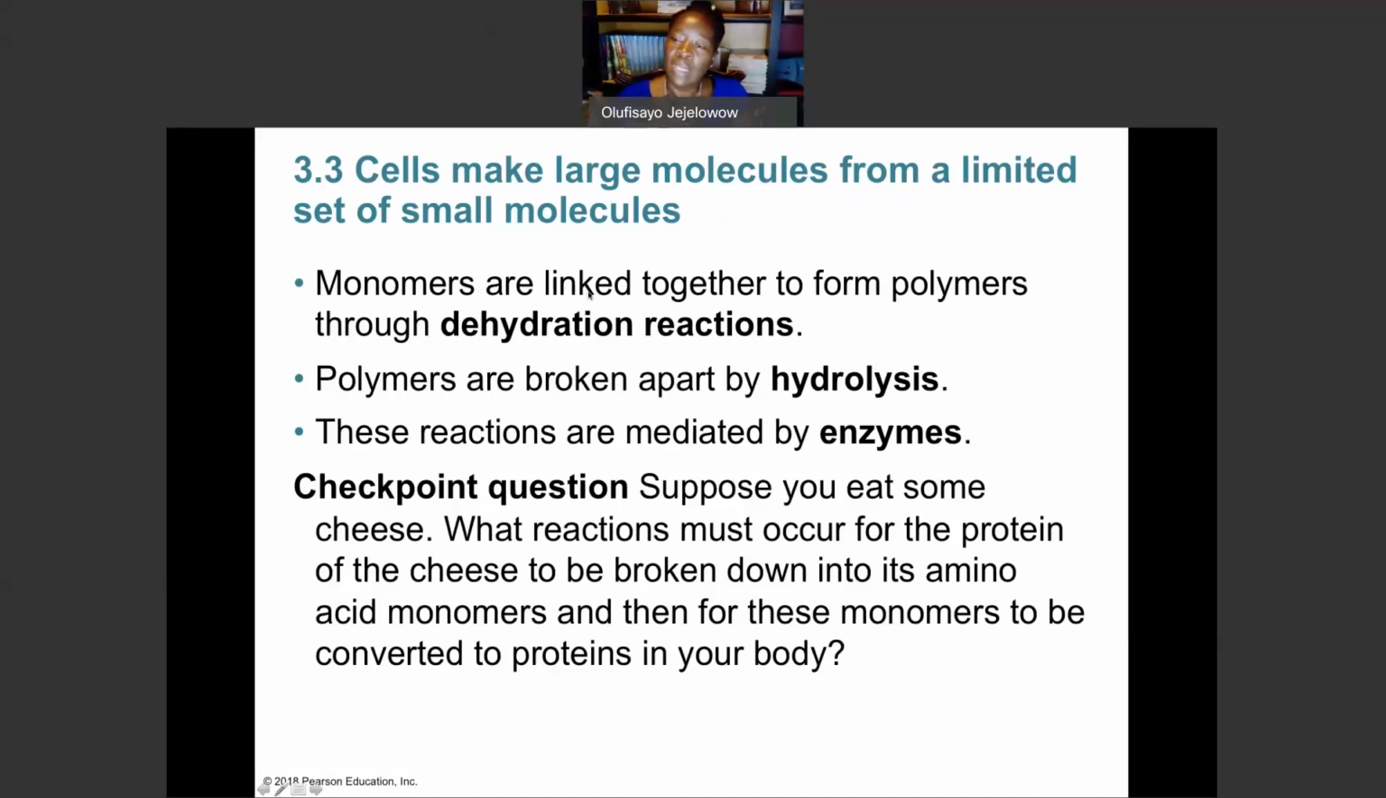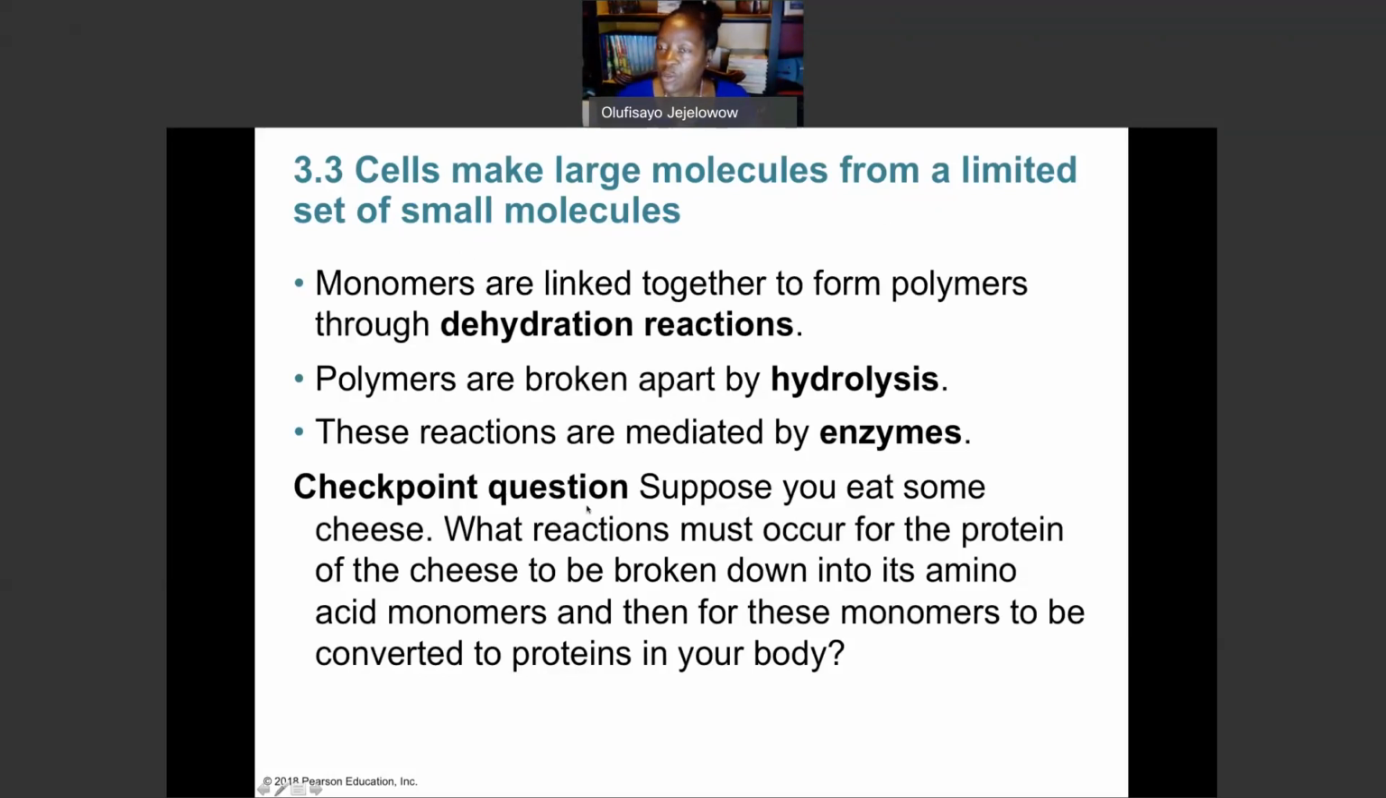When you and I eat food from plants, like corn, and we need to break down the starch or the disaccharides, we add the water back in a reaction called hydrolysis. These reactions are mediated by enzymes, but they're always taking place in the bodies of living organisms.